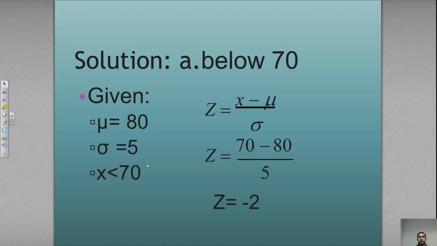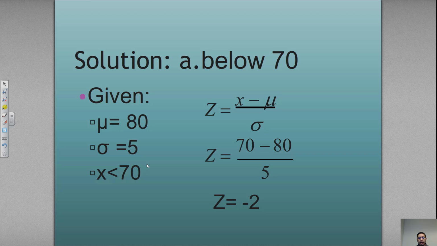Suppose we first want to calculate below 70. From the question we can see that the assumption of a normal distribution has already been made, with mu equal to 80, sigma equal to 5, and x less than 70. So we first calculate the z-score. The z-score is x minus mu divided by sigma, that is 70 minus 80 divided by 5, and z equals minus 2. From the z-score we can use the normal table to calculate the probabilities.